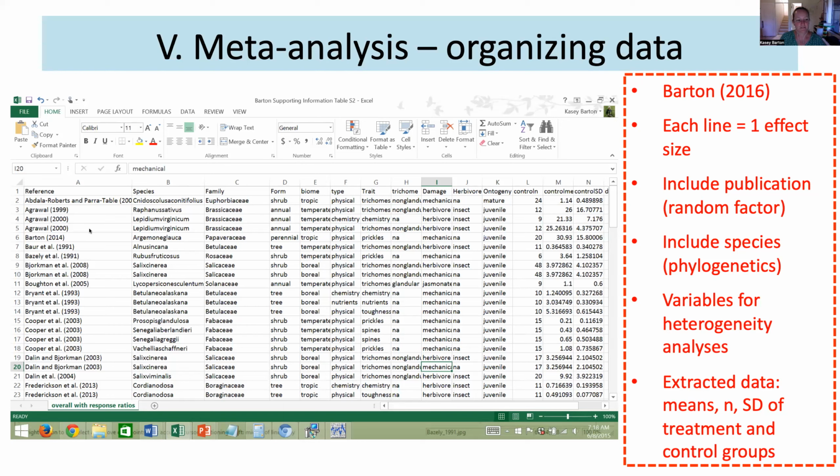So a couple things. Including reference is important because that's a random factor that you should account for. Including species is important because then you can actually incorporate phylogenetics as a random covariate, and that's typical these days, and I think often helpful to account for non-independence due to phylogenetic relatedness among your species. And then these other factors are the ones from my data sheets that I thought could be explaining significant heterogeneity. So these are the ones I'm testing with heterogeneity tests.